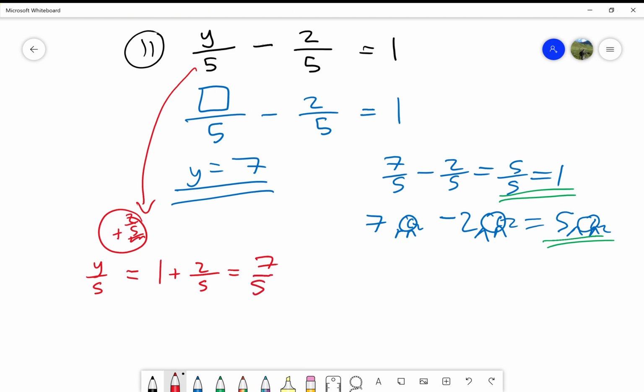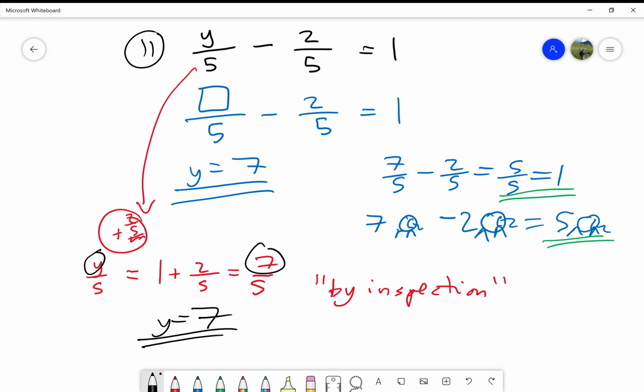Oh, look at that! We can now use by inspection. Remember the by inspection thing? That's where we say everything is so similar, we've made it look the same, that by inspection, obviously, that must be the same as that, so y equals 7. You could also multiply both sides by 5 to get rid of the 5, and you would have also ended up with y equals 7.